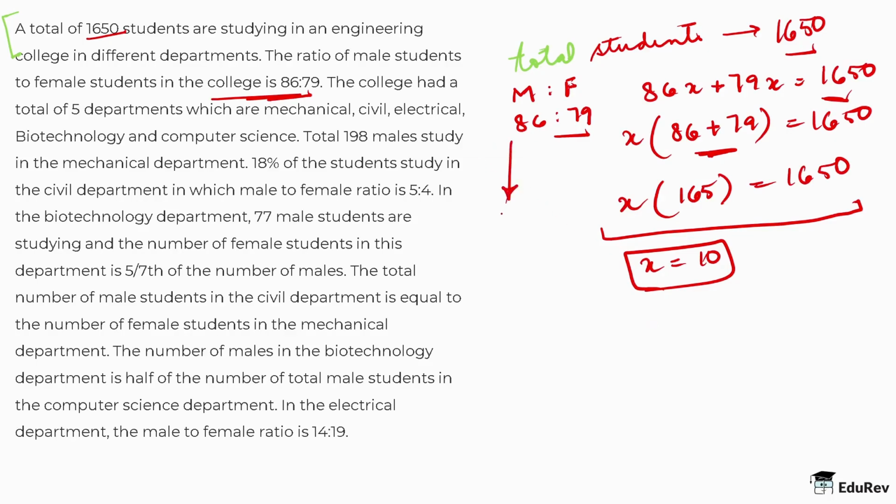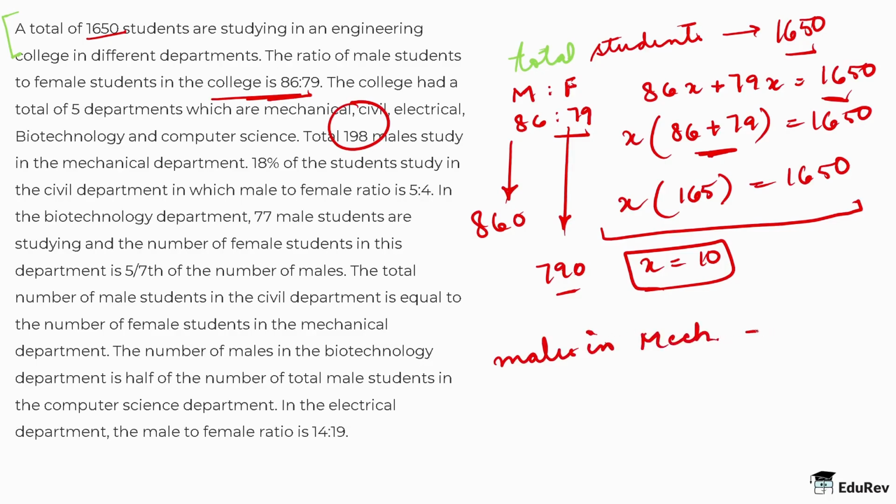So the number of male students is going to be 860 and the number of female students is going to be 790. As simple as that. I hope this much is clear to you. Now we know the number of male students and female students. The number of male students in mechanical, MECH, is given as 198.